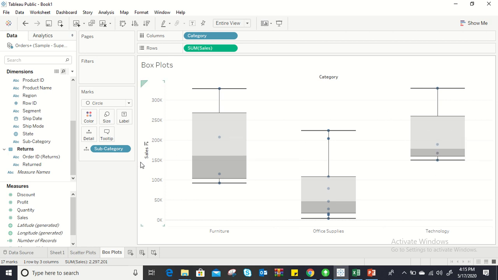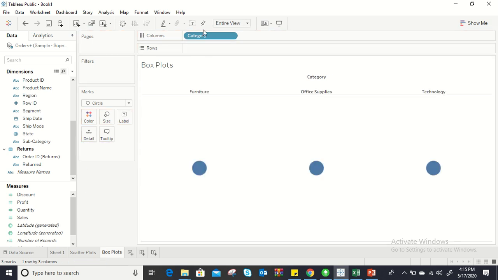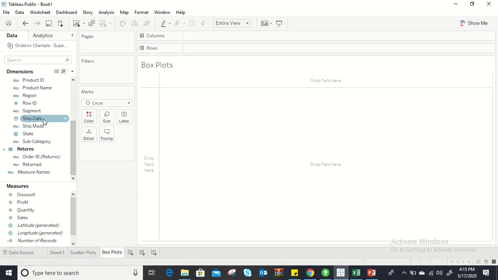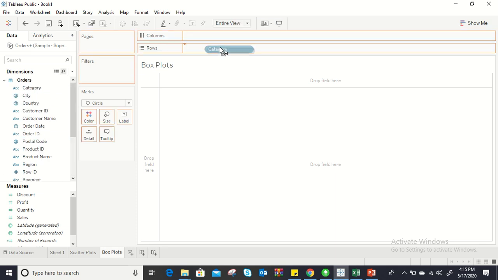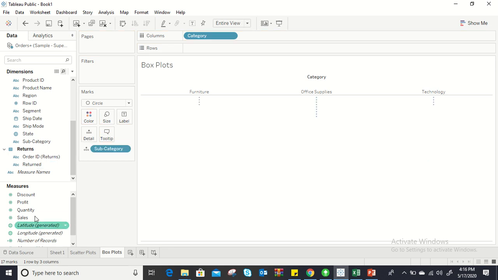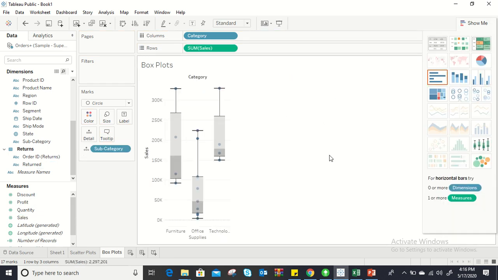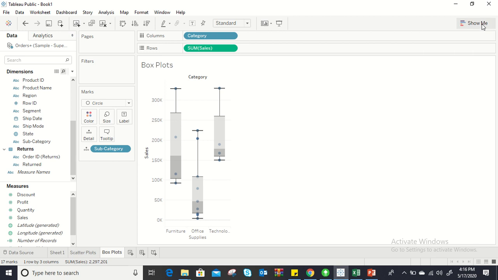This is actually a quick introduction to box plots. So now we'll study how we can make box plots, right? So what I'm gonna do is drag category to the rows or columns anywhere. I think I'll drag it to columns for now, right? And I'm gonna put subcategory in detail, and I'm gonna drag the sales amount over here. Then what I'm gonna do is make it box, all right? So it's as simple as that.